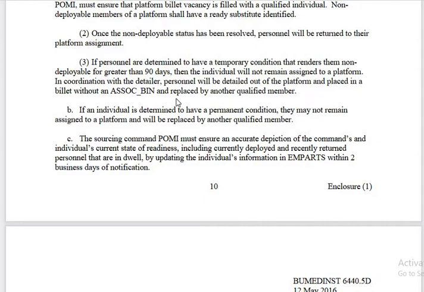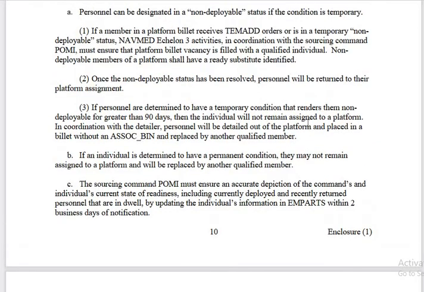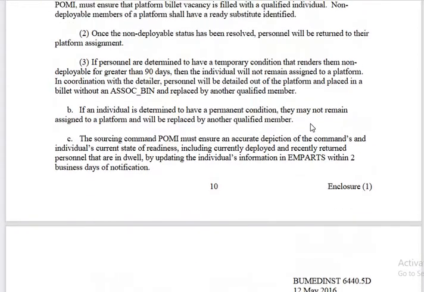So in coordination with the detailer, personnel will be detailed out of the platform, placed in a billet without an associated bin, and replaced by another qualified member. So I'm starting to think that this acronym right here, the ASSOC_bin, I know it was described in the last video, but I'm starting to think that is your designated, this person can deploy here number.